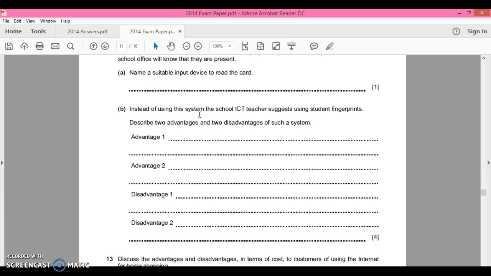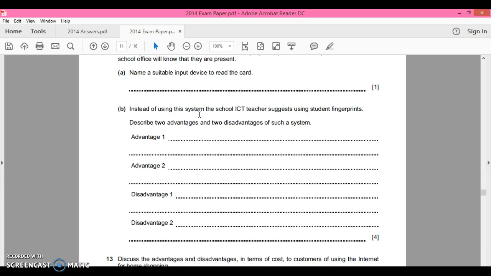So imagine you're lining up outside your ICT classroom, and each one of you has to scan your fingerprint before you go in. That can be rather time consuming. So there's a disadvantage right there.